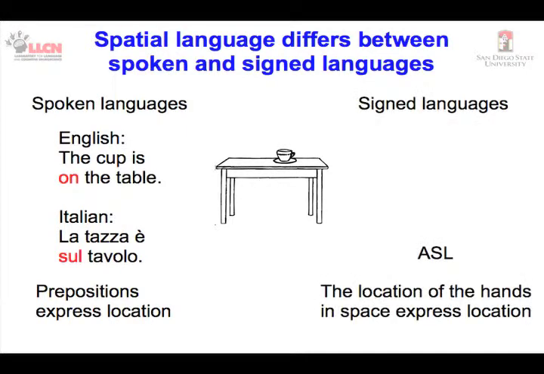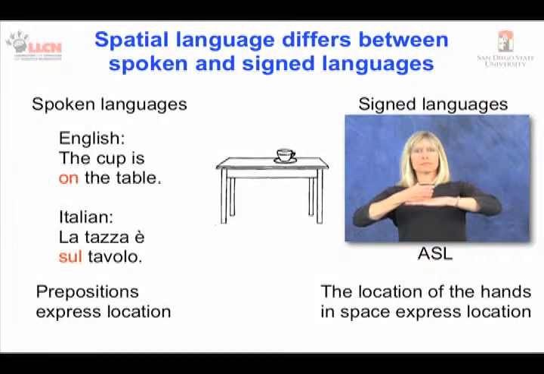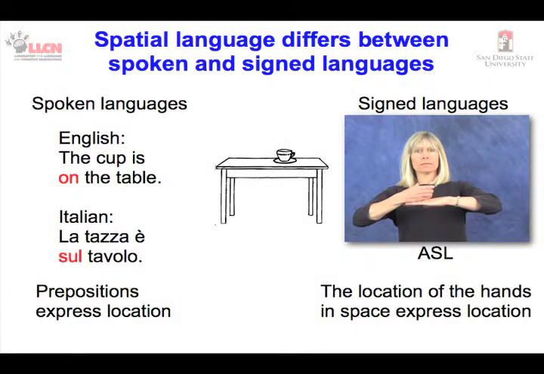What happens is, for sign languages, it's the location of the hands that indicate the location. Okay? So I can indicate on, I can indicate under, I can indicate on the edge of the table, I can indicate next to, floating above, okay? It's where I place my hands in space that's telling you where the object is, not a particular morpheme, or at least that's what our argument is, a particular meaning unit like a preposition.